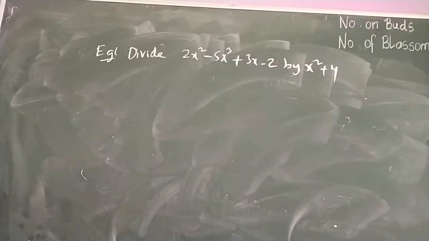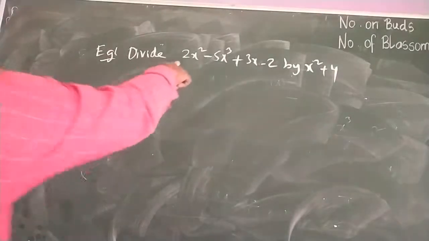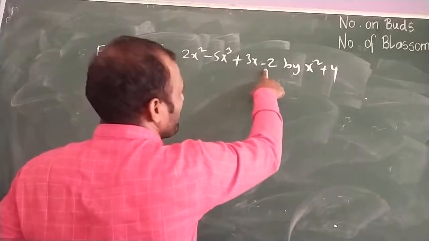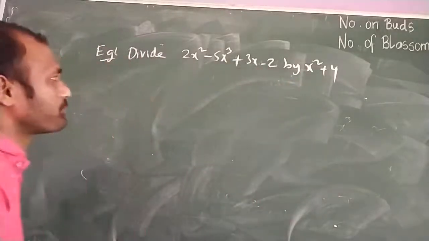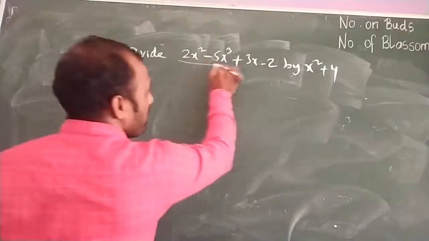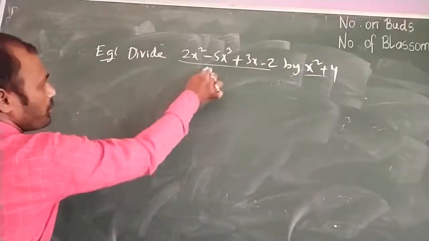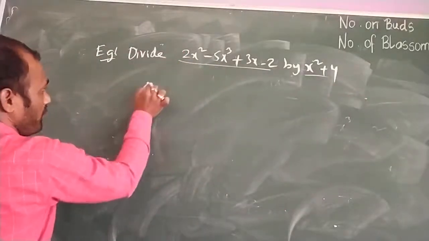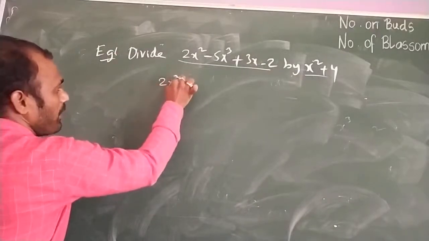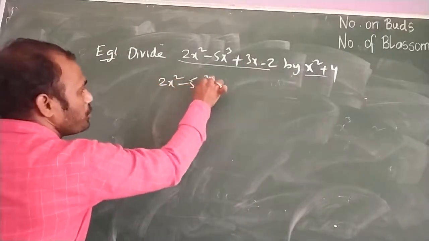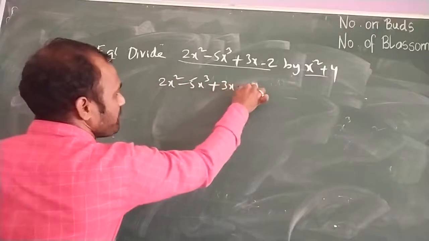I have taken the question as 2x square minus 5x cube plus 3x minus 2, divided by x square plus 4. So this is the polynomial p of x and we are dividing by g of x. First let us write the polynomial. Now if you observe the polynomial here, 2x square minus 5x cube plus 3x minus 2.